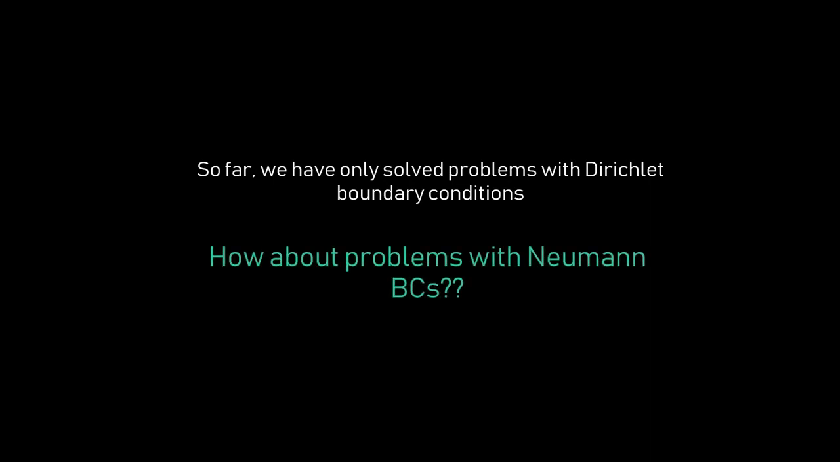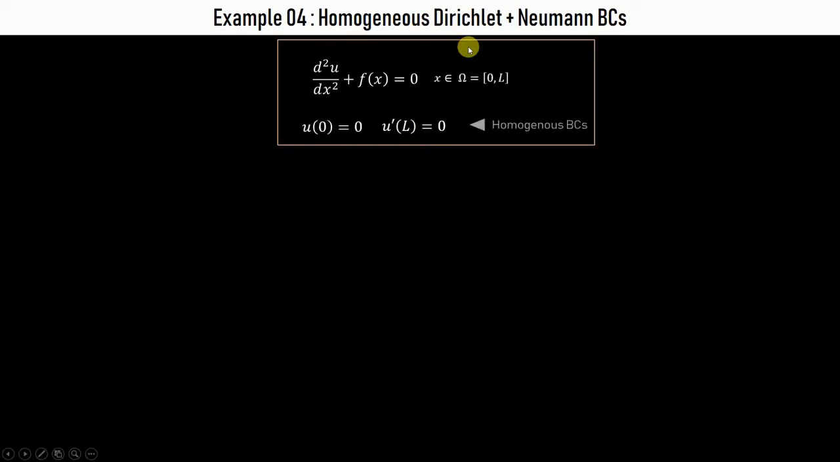Okay, so let's start with a very simple example, which is a second order ODE with two boundary conditions. One is Dirichlet, another is Neumann, and both are homogeneous.